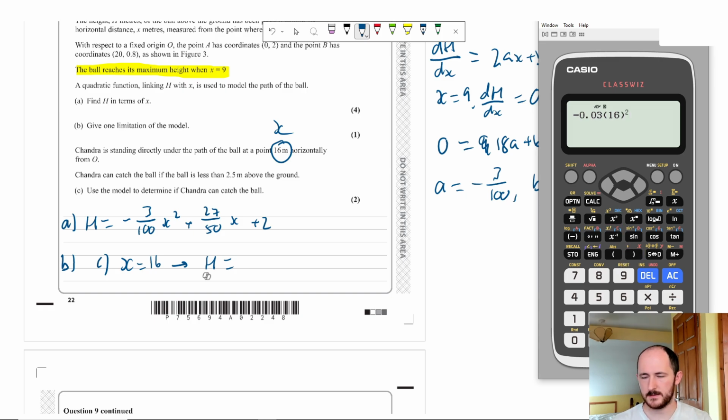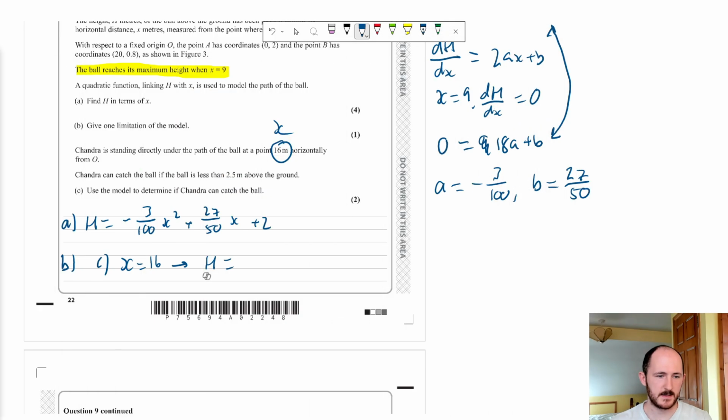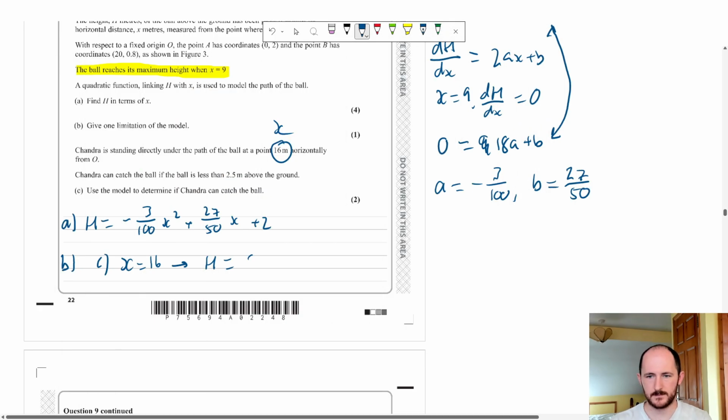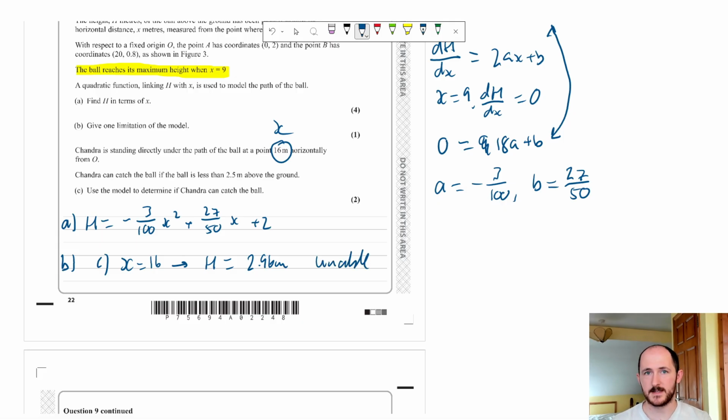16 squared plus. I feel like I'm typing so slowly. So we get 2.96 meters. Which means she's unable to catch the ball because it's not less than 2.5 meters.